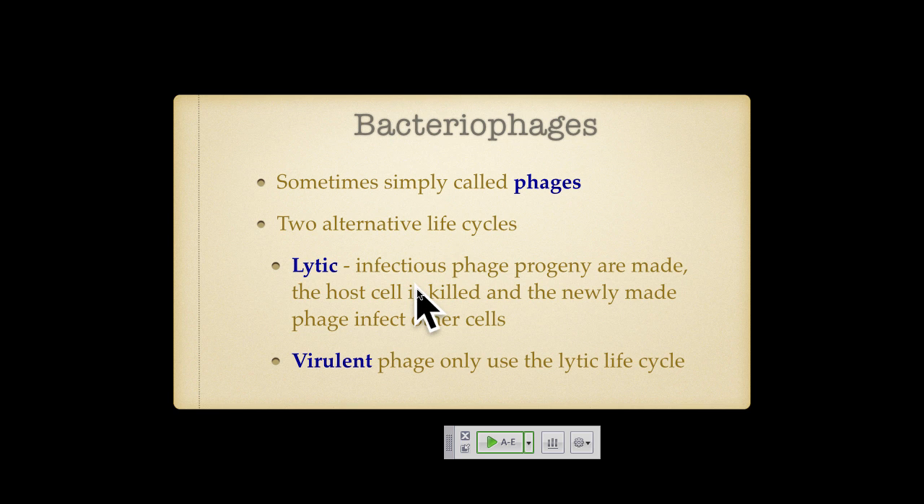So viruses, like people, have alternate lifestyles. Viruses can either be lytic or they can be lysogens. The simplest one are lytic infections. That means the virus is going to infect the cell, it's going to replicate, it's going to make new viral particles, it's going to kill the host cell, and those viral particles are going to go out and terrorize the neighborhood and start infecting surrounding cells. A virulent phage is a phage that can only go through this lytic life cycle. It doesn't have this choice.